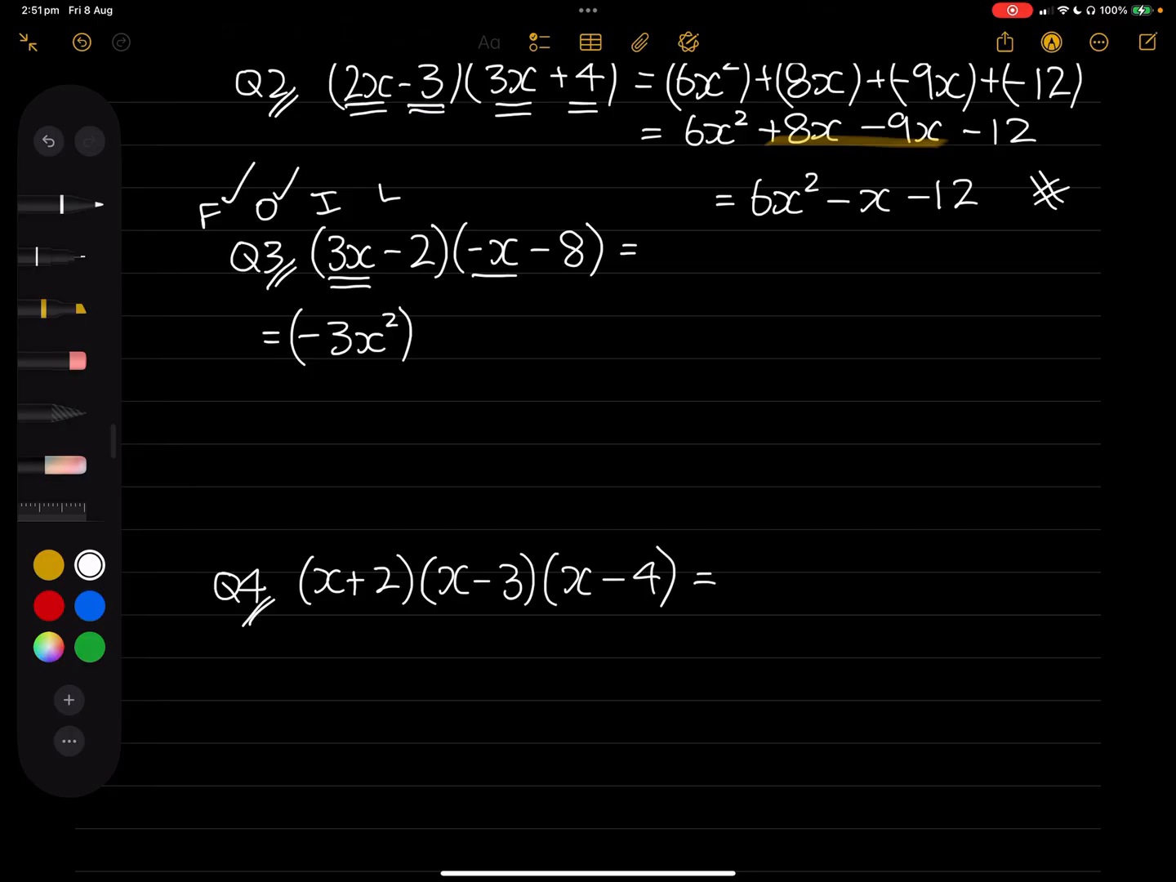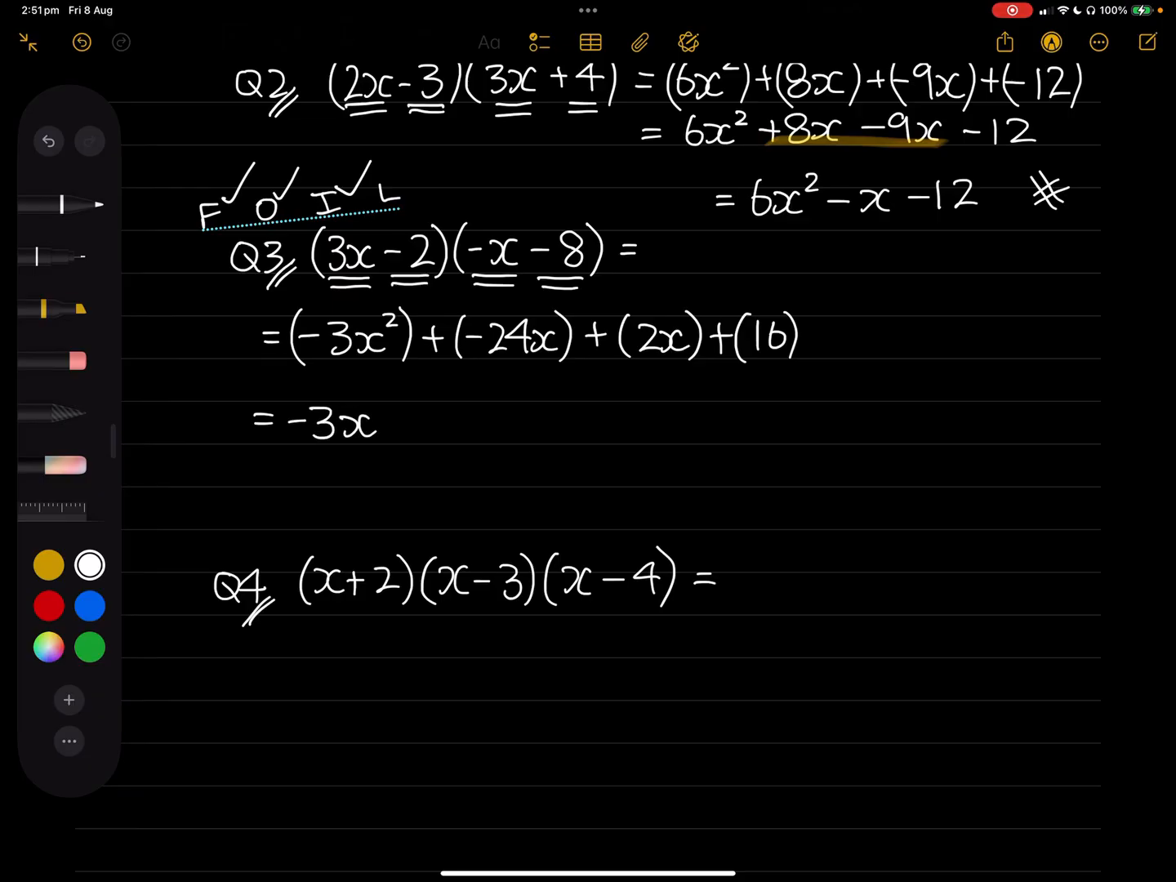The outsides, 3x times minus 8, well, that's going to be minus 24x. That's in a bracket. Insides, minus 2 times minus x, that's going to be 2x, negatives cancel. And then the last, minus 2 times minus 8, that's going to be 16, the negatives cancel. Put additions between these terms. So we have minus 3x squared minus 24x.